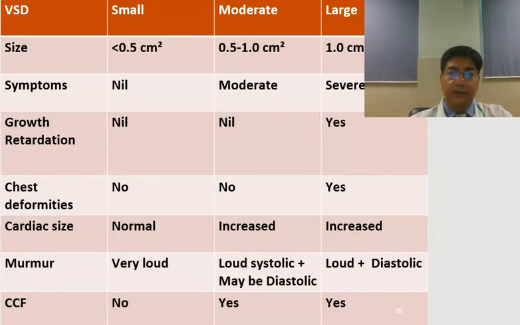So we can compare the different sizes with the presentation of ventricular septal defect. Usually a small defect has a murmur only, usually a loud murmur with a thrill, and moderate to large sizes do present with a loud murmur, sometimes with a diastolic component, and they have a clinical presentation of repeated heart failures and pneumonias.